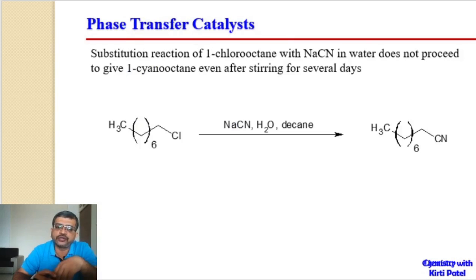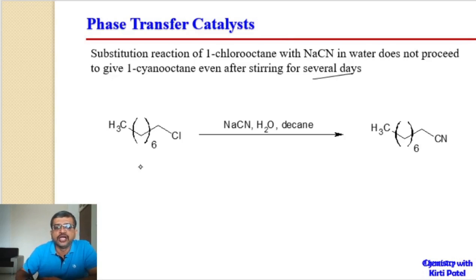When we are doing organic reactions, there are certain problems encountered in organic synthesis, for example a substitution reaction, a simple reaction such as substitution of 1-chlorooctane with sodium cyanide in water. We find that it is not proceeding to the extent we want, because even when we stir this for several days, there is no significant amount of product being formed.